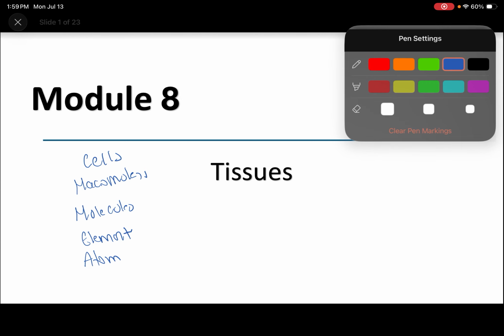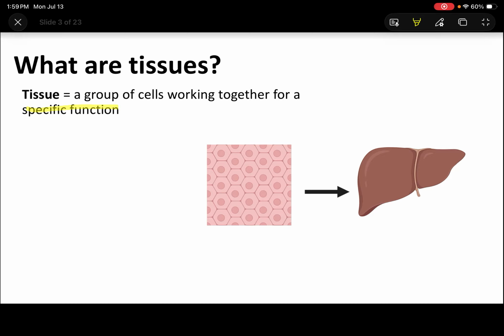So let's talk first a little bit about the basics of tissues. Tissues are defined as a group of cells that are working together for a specific function. These are all cells that have a similar function. Maybe you have liver cells that are all filtering and making lipids, or heart cells that are working together to pump your heart. And these tissues then form larger organs. Lung cells form the lung, ovarian cells form the ovaries, brain cells form the brain. So these tissues will form organs or organ systems.